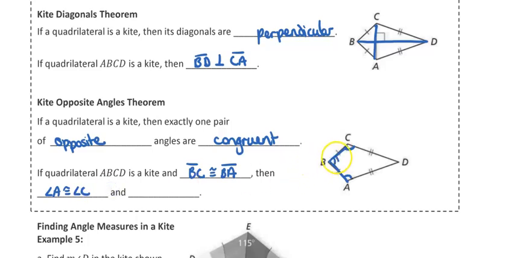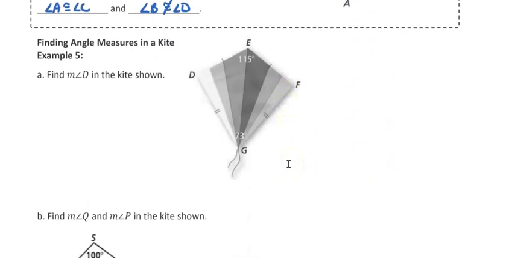But angle B and angle D are not congruent. So only one pair of opposite angles are congruent. And where they are, you see angle C is in between one of each length of side, like the one with the one congruent marking and the two congruent markings, and A is also between the side with the one congruent marking and the two congruent markings.